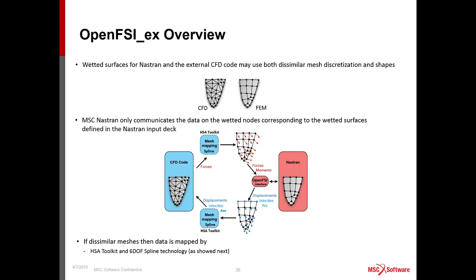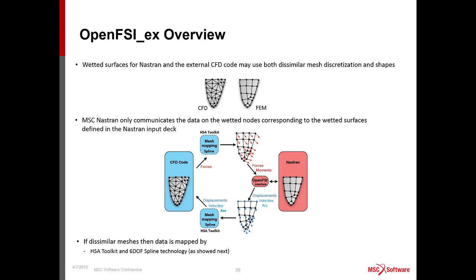Normally, when we couple a CFD code with a Nastran model, the two meshes are dissimilar, even in the shapes. So in this case, we can use the 6 degrees of freedom spline technology, as I showed you just before, in order to couple the CFD code to the Nastran solver. Here, for example, you can see how Nastran gets forces and moments from the CFD side that are interpolated by the spline technology, and afterwards sends back the structural displacement, velocity and acceleration to the surface, and they are interpolated to the aerodynamic mesh.